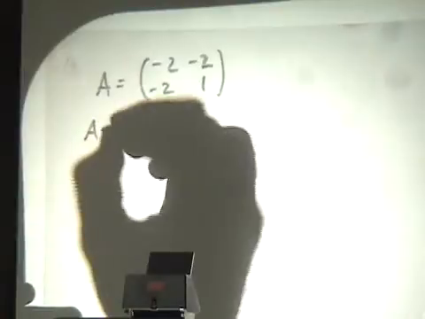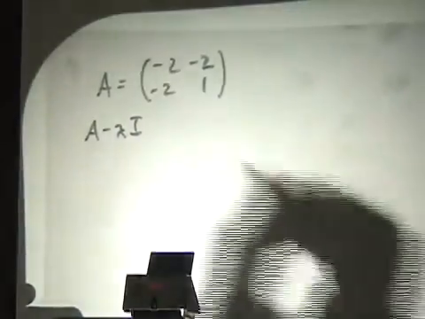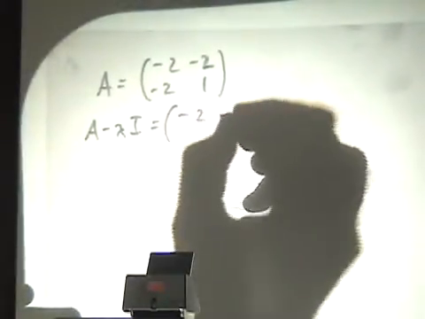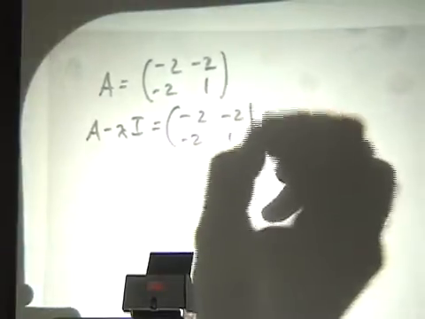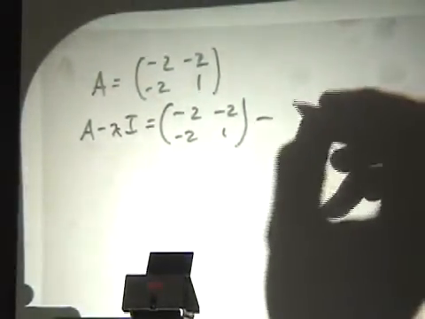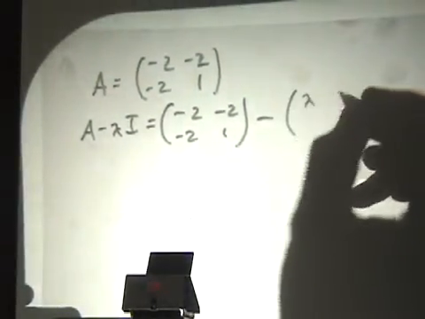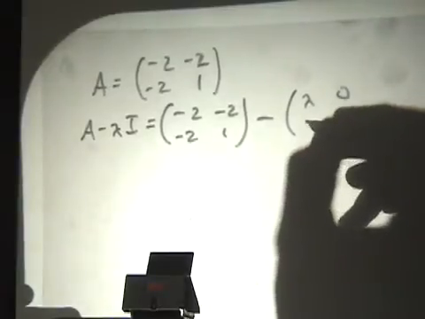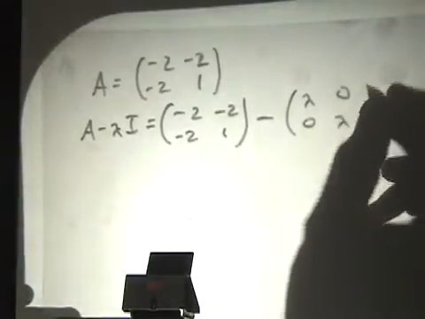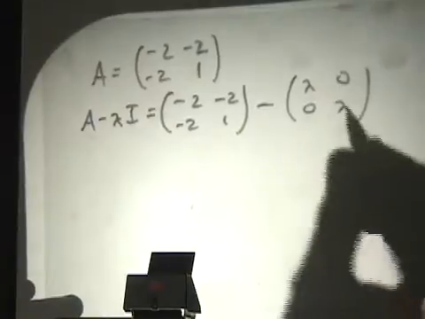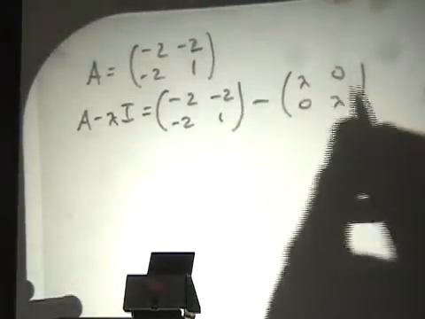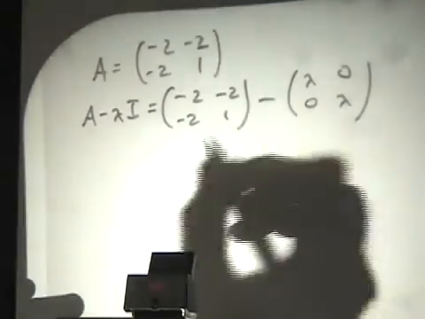We need to find A minus lambda I. That matrix minus lambda times the identity matrix, which means we just multiply each entry of the identity matrix times lambda. Lambda times 1 is lambda, lambda times 0 is 0. So we get this matrix.